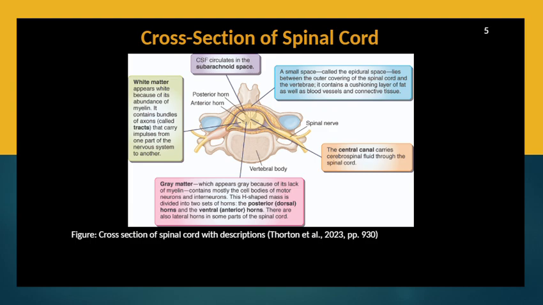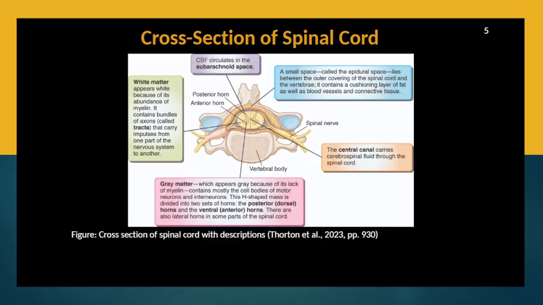This narrow channel carries cerebrospinal fluid, which helps nourish and protect the spinal cord. Around the spinal cord is the subarachnoid space, where cerebrospinal fluid circulates to cushion the delicate nervous tissue. Outside of that is the epidural space, which is the area where epidural anesthesia is injected during childbirth or certain pain control procedures. This space contains fat, blood vessels, and connective tissue that help protect the spinal cord by providing padding between the spinal cord coverings and the vertebrae.